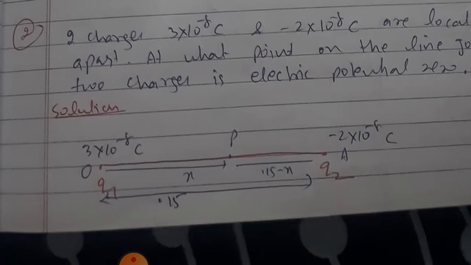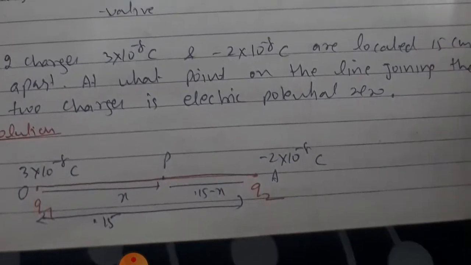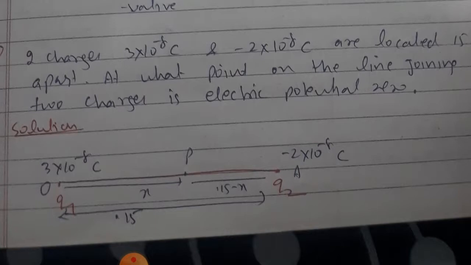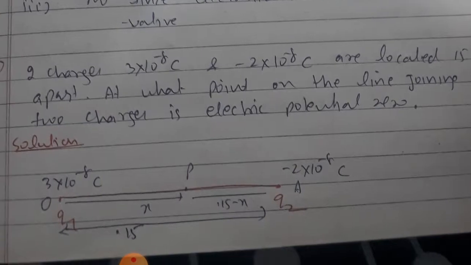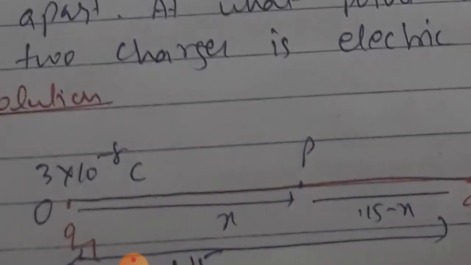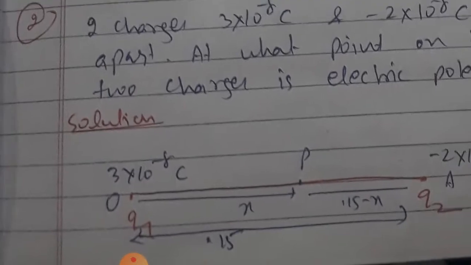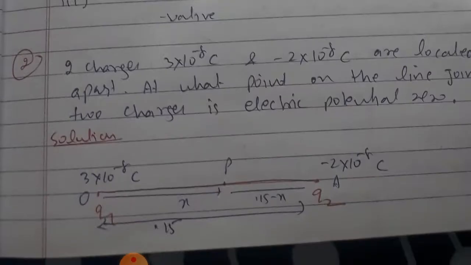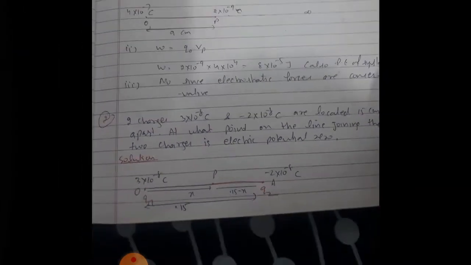So we have to evaluate at what point on the line joining the two charges, means we have to find out the point on the line OA, such that at that point the electric potential should be equal to 0. So let us assume a point P lying right of the point O and left of the point A in such a way that its distance is x from O. If its distance from O is x, automatically its distance from A is 0.15 minus x.